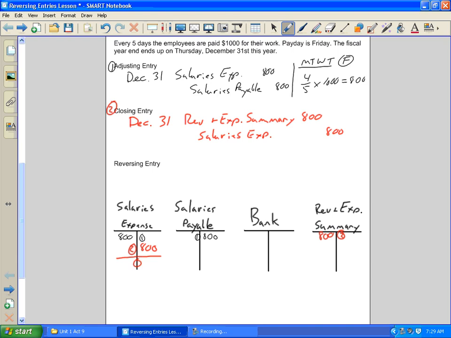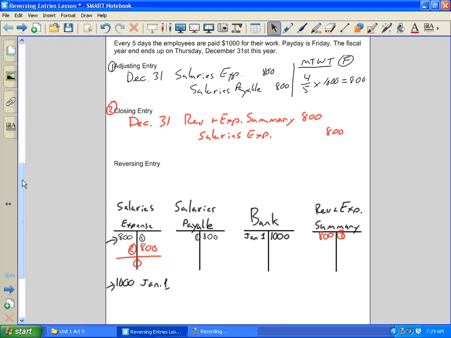All right. Now, on the very first day of the next year, here's what's going to happen. They're going to pay their employees $1,000. So that's going to be a credit to bank for $1,000 on January 1st. Okay, and it's going to be a debit to salaries expense for $1,000 on January 1st. Now, again, realizing that that's not exactly accurate because we've already expensed out $800 of this $1,000. So what we need to do is we need to reverse what we did the previous year so we can accurately portray how much expense has been made already this year.